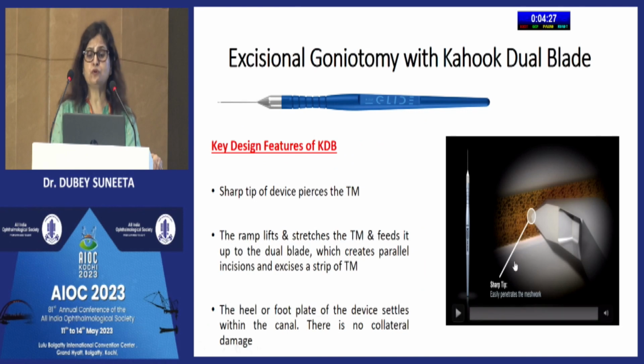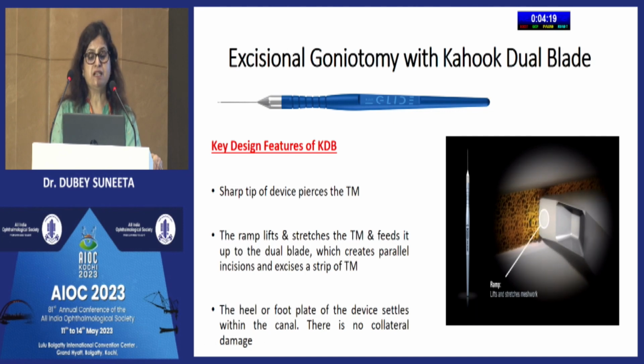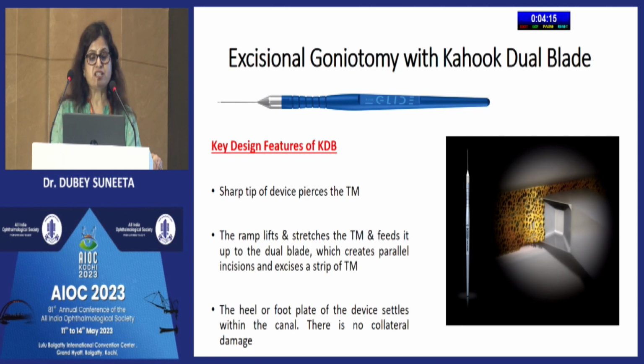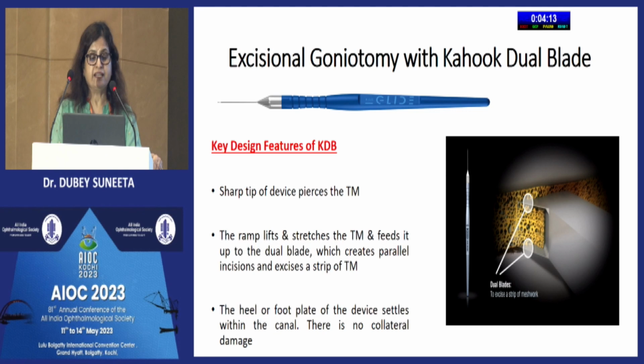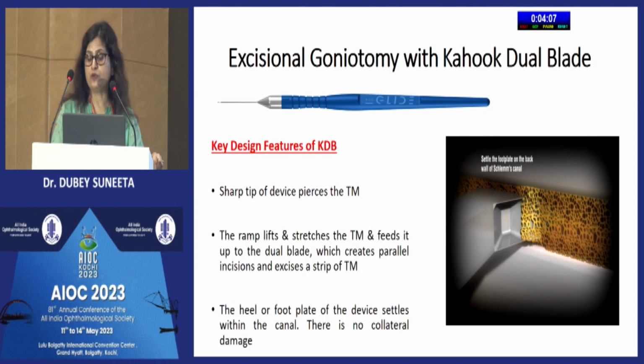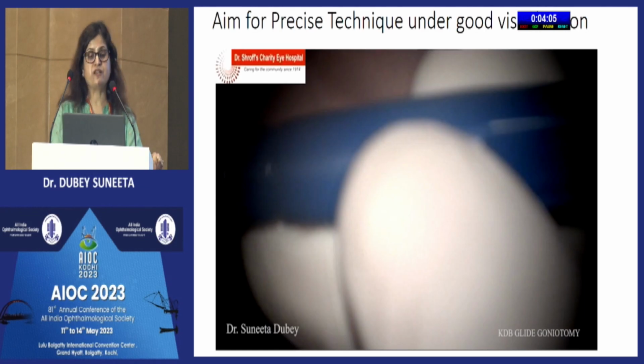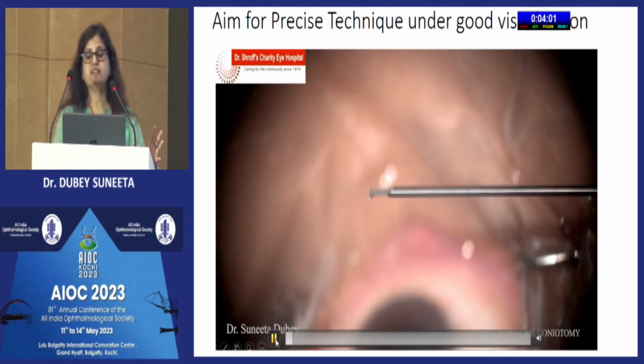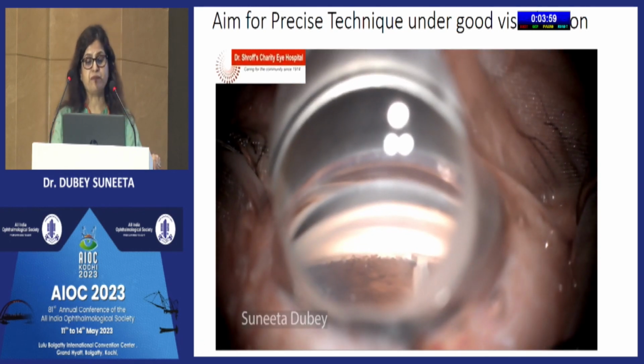The Kahook Dual Blade goniotomy is specifically designed to treat the angle, as it has a sharp tip which pierces the TM. The ramp lifts and stretches the TM and feeds it into the dual blade, and the heel of the footplate nicely settles within the canal. With this device, there is no collateral damage and it is very safe. So aim for a very precise technique under good visualization, under high magnification.